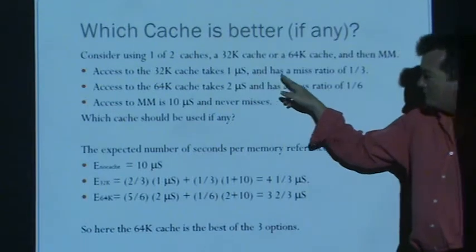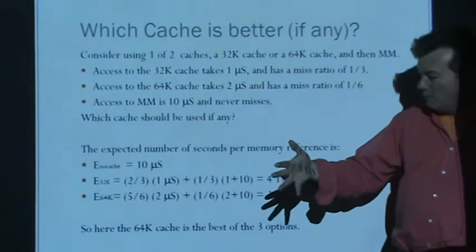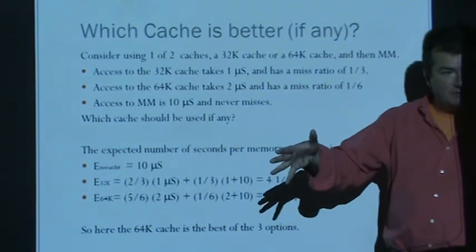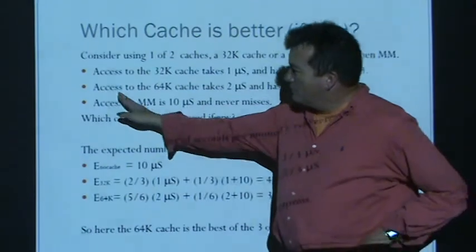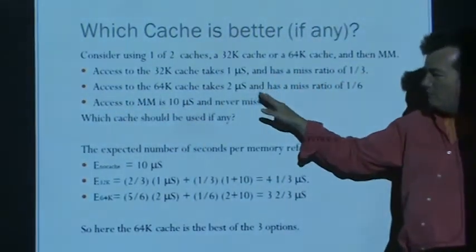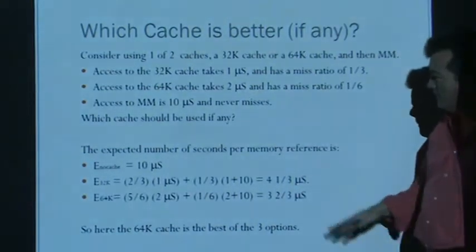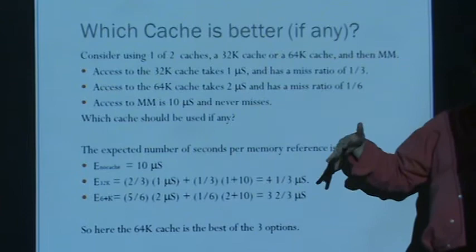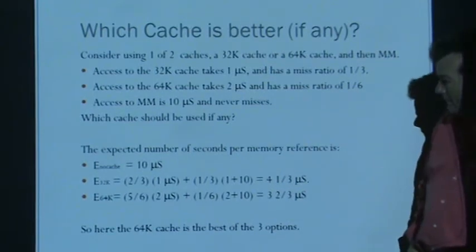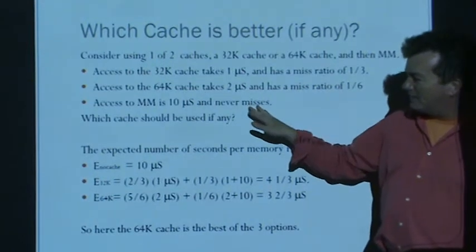And let's say it has a miss ratio of 1/3. So that means 2/3 of the time what we're looking for is in the cache, and 1/3 of the time we looked and it wasn't there. We could also use a 64K cache, but because it's twice as big, it takes 2 nanoseconds to read and write from memory. But because it's bigger, it has a lower miss ratio. Only 1/6 of the time is what we're looking for not there. And let's just say main memory takes 10 nanoseconds and never misses.